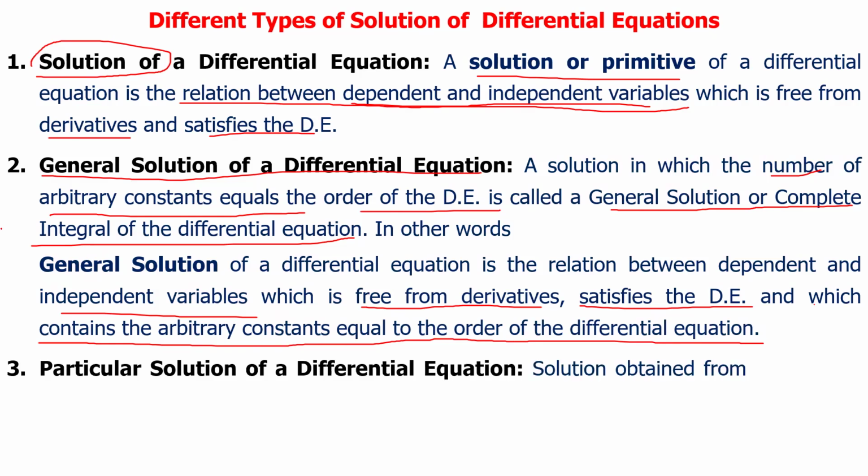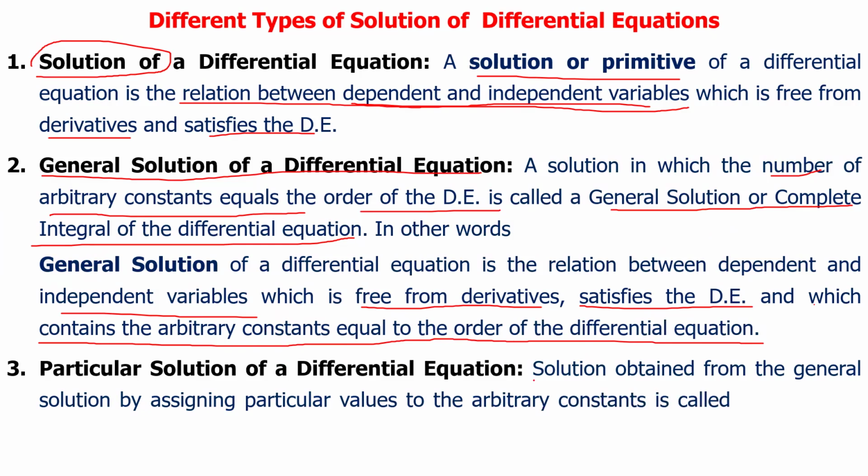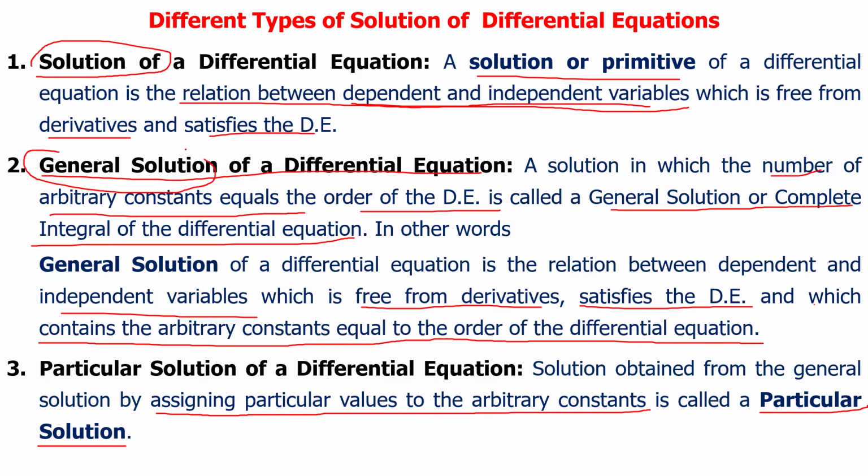The next thing is the particular solution of a differential equation. The solution obtained from the general solution by assigning particular values to the arbitrary constants is called a particular solution. So a particular solution can be obtained from the general solution of a differential equation by putting some particular values to the arbitrary constants.